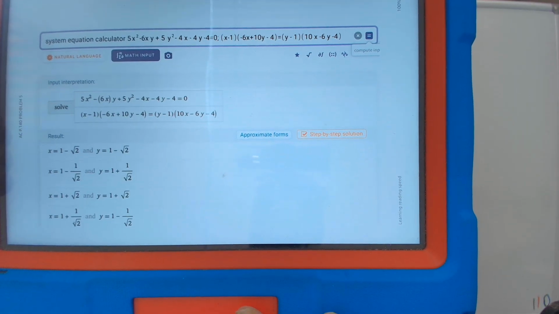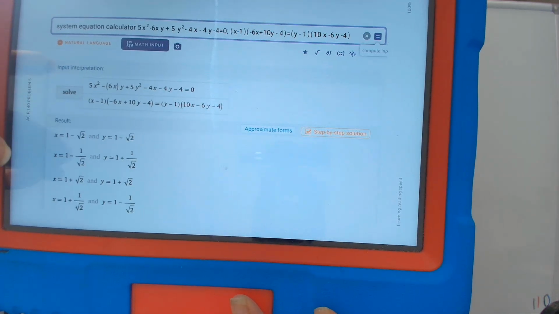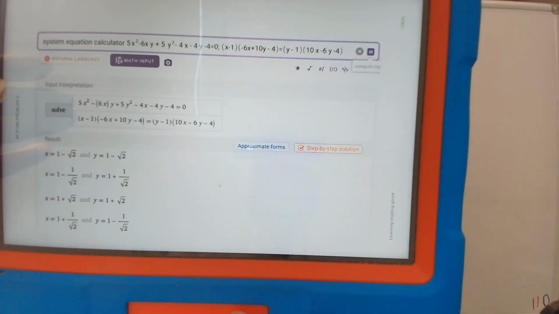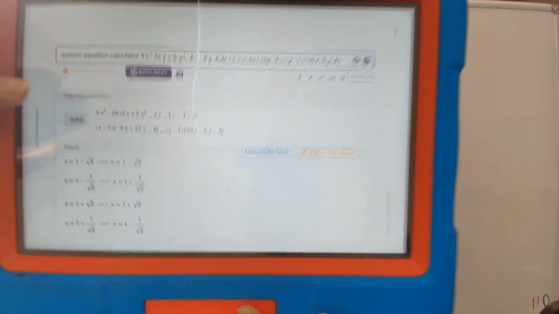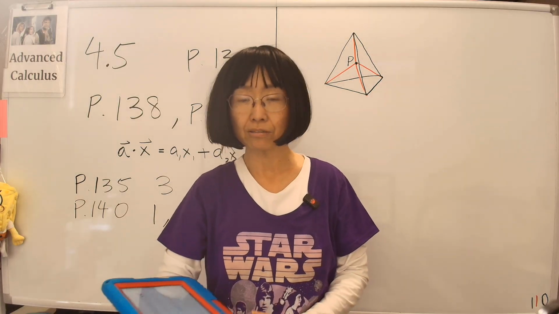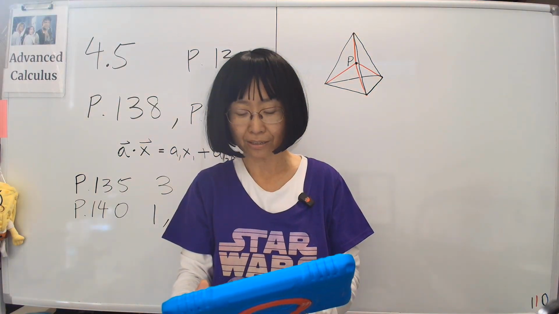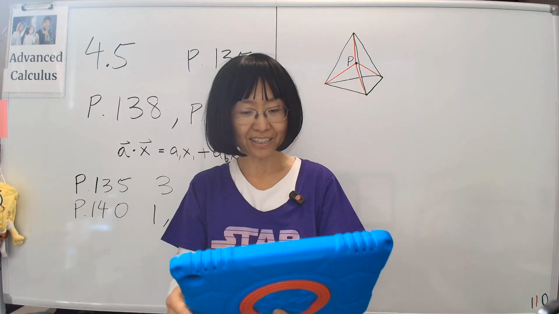As you can see, it solved these two equations. And then the answer popped out. Okay, it's a very good system equation. But I found out that it's not able to do radicals. At least when I tried, it couldn't do it. But this doesn't have any radicals, so we're good.